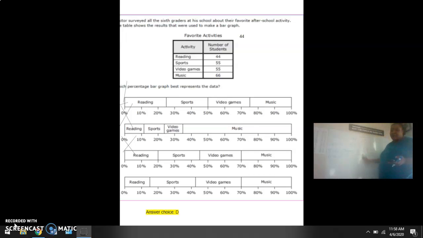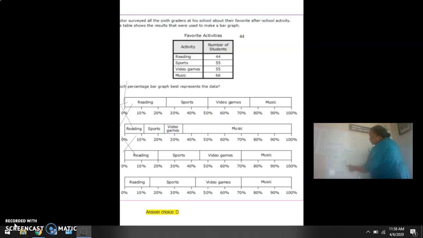I know I have a lot of numbers, so the first thing I'm going to do is add all my numbers up. So I'm going to add 44 plus 55 plus 55 plus 66.